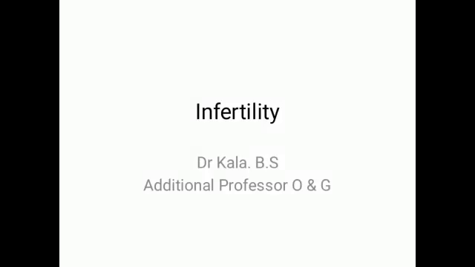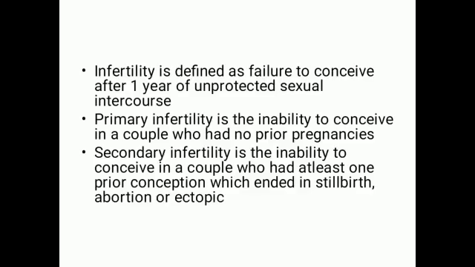Okay, today's class is on infertility. So, what is infertility? It is defined as a failure to conceive after 1 year of unprotected sexual intercourse. And there are two types, primary and secondary. Primary infertility is the inability to conceive in a couple who had no prior pregnancies.